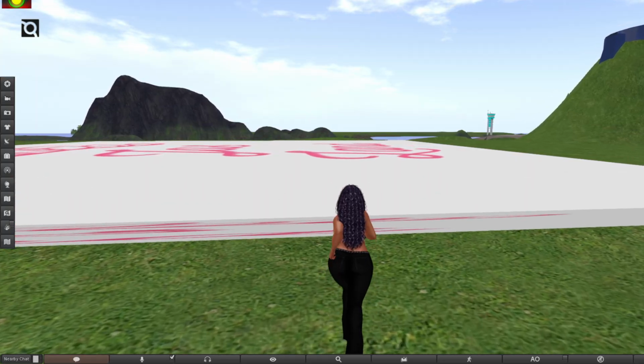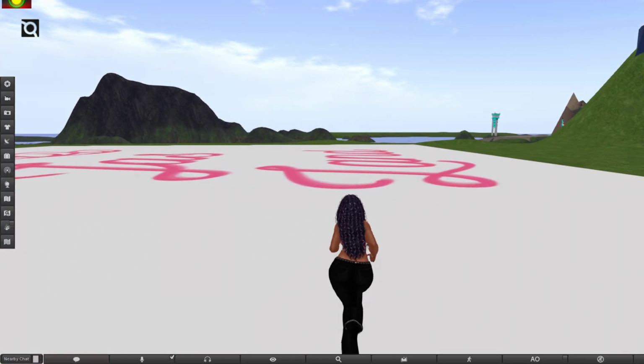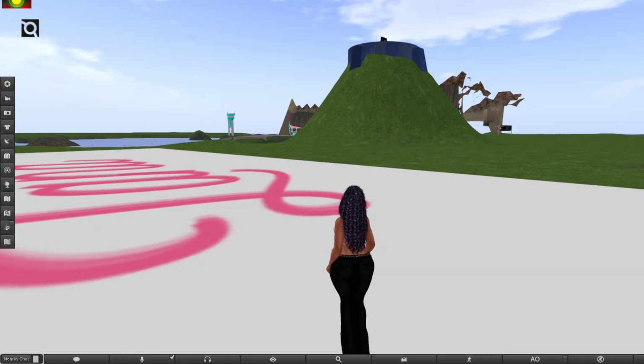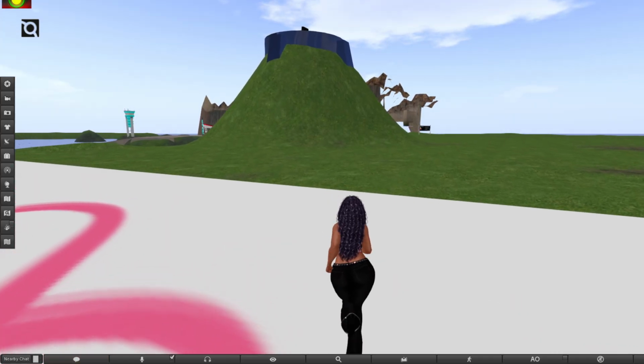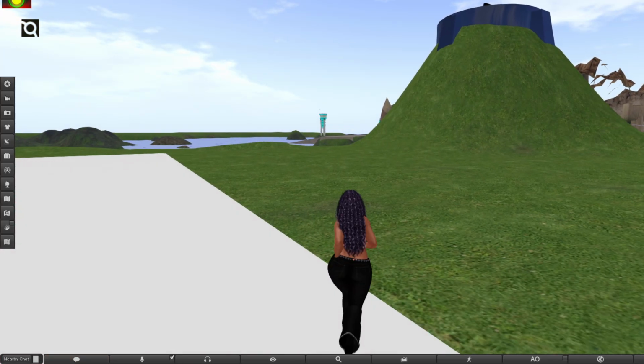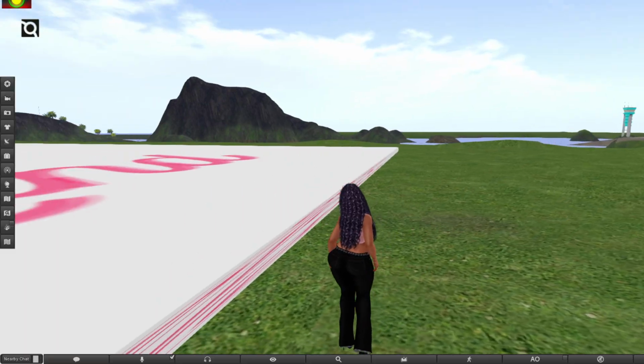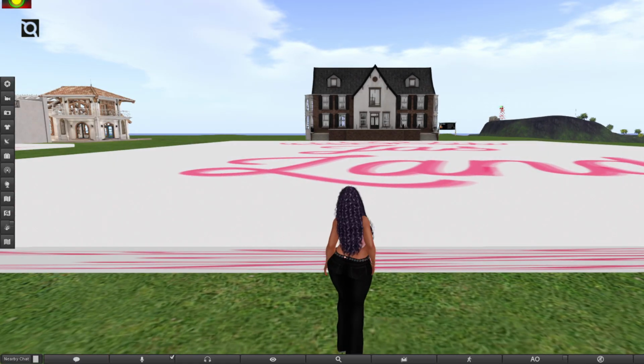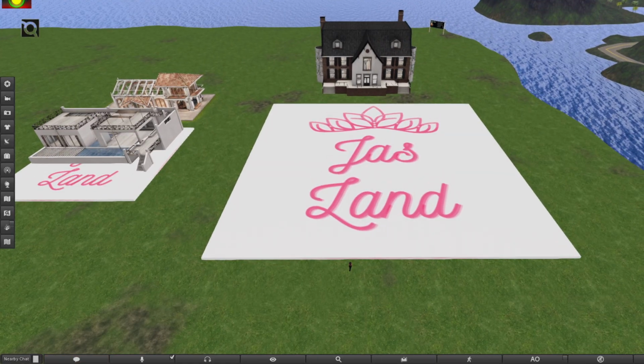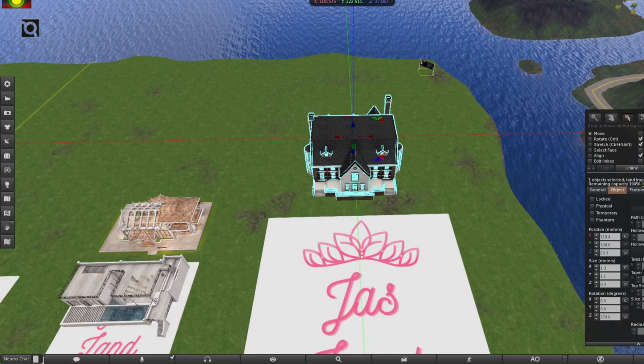Oh, Premium is 1024. Premium Plus is the 2048, which I'm standing on. Sorry, it's a lot of information, you guys. I'm hoping I don't confuse you more than I help you. All right, so this is the 2048 size that you get with Premium Plus.